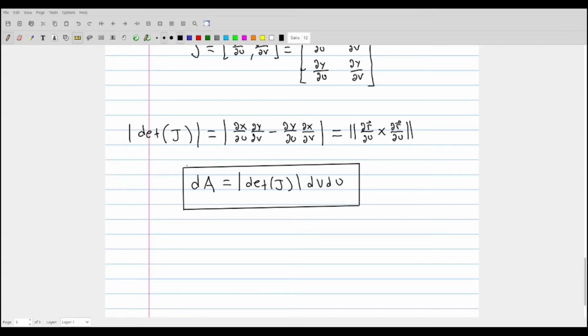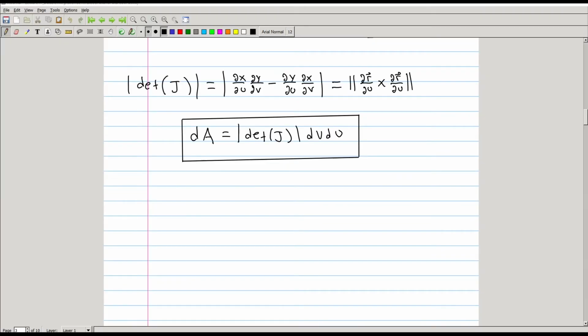If you look these up, there's a large number of different coordinate transformations, each one of which is useful in a different scenario. Oops, and I'm very sorry. I just realized that I have a small typo here. The partial derivative here should be dr/dv. Sorry about that.